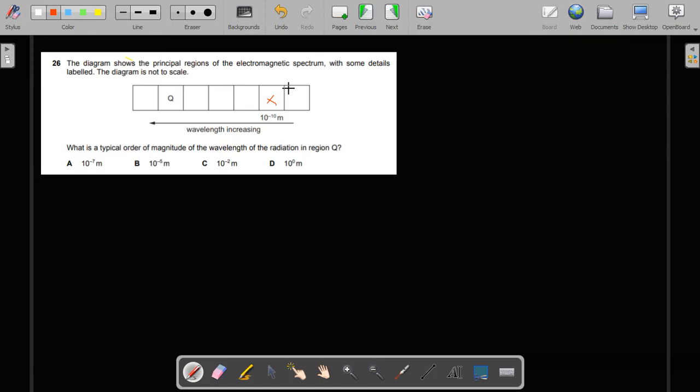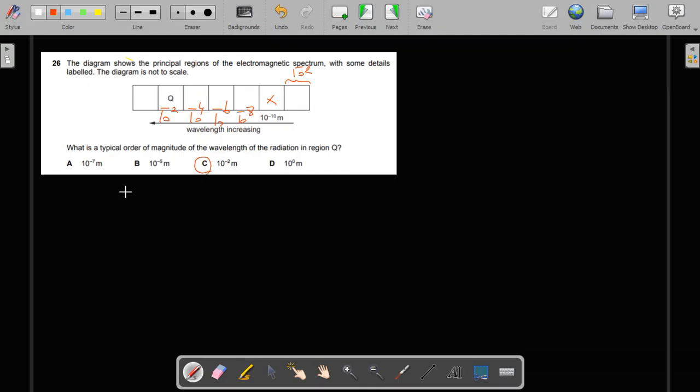So we know that nearly each region, the range of each region is 10 to the power negative 2. So if you suppose this part becomes 10 to the power negative 8, 10 to the power negative 6, 10 to the power negative 4, 10 to the power negative 2, you can find the answer.